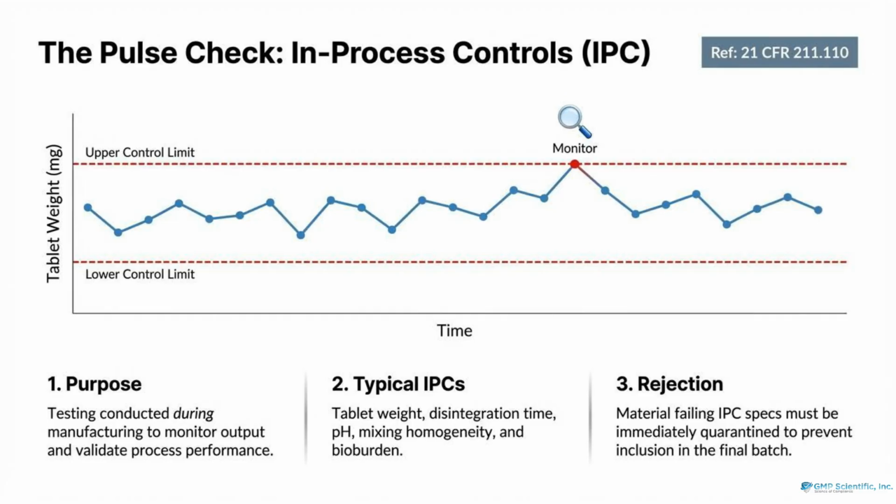We don't wait until the end of the batch to check for quality. Section 211.110 mandates in-process controls or pulse checks. This involves testing during manufacturing, checking tablet weight, pH, or disintegration times to monitor output in real time. If a material falls outside of these specifications, it must be quarantined immediately. We monitor constantly to ensure the process stays within its validated limits.